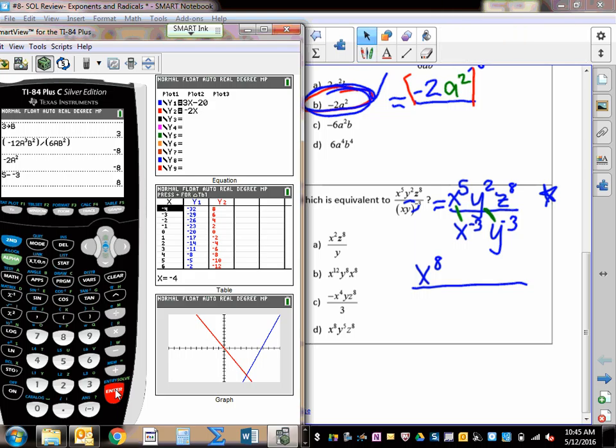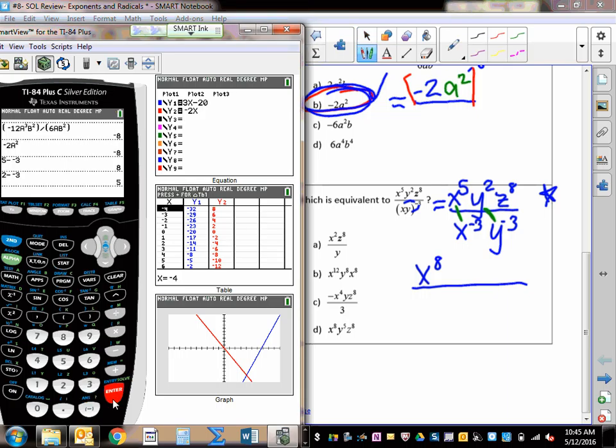2 minus negative 3 gives you a positive 5. That means my y's going to stay on top with the positive 5. The z stays on top with the positive 8. There's nothing left in the denominator, so which one is it? D. You gotta agree. Just kidding.